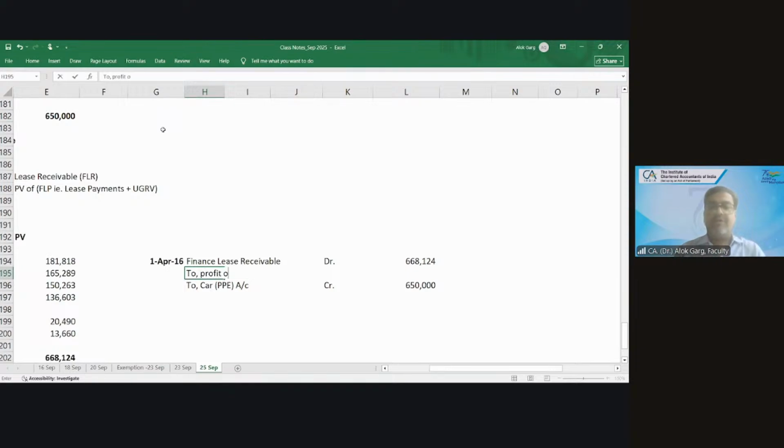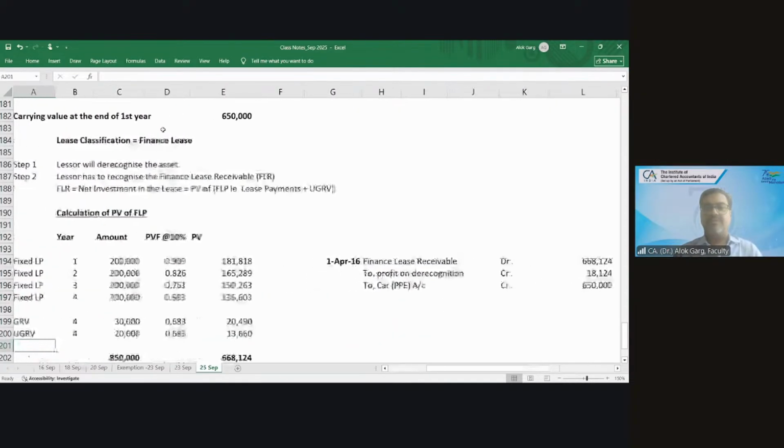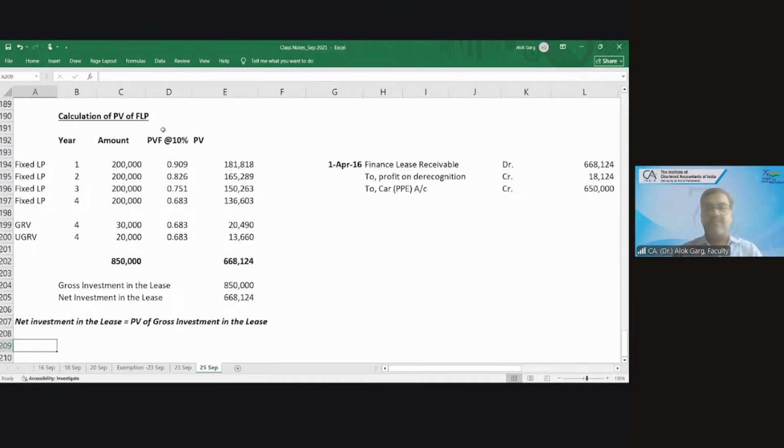To profit on derecognition. Earlier in the first scenario, what had come? Loss on derecognition. Here, there is a profit on derecognition. So this is what I wanted to show you guys. Credit. This minus this, 18,124. This is profit on derecognition.